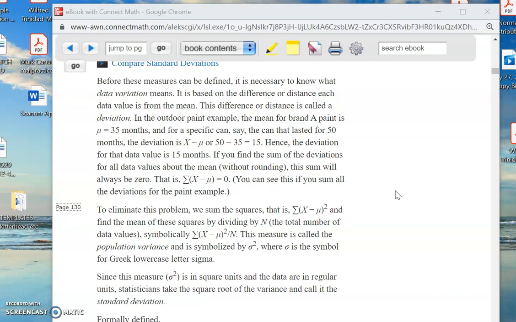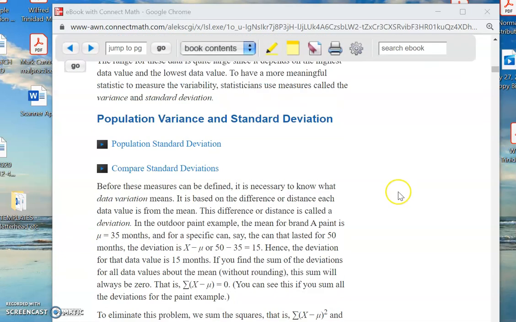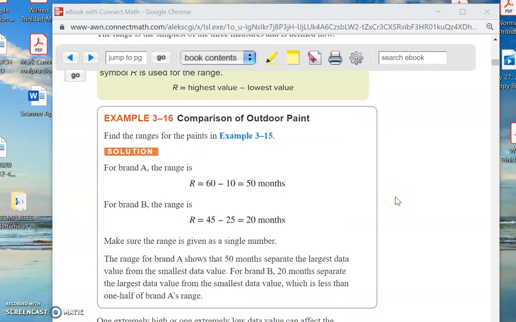Okay, so if you take the sum of these deviations, it's always going to add up to 0, which is kind of boring, right? I mean, that doesn't help us.